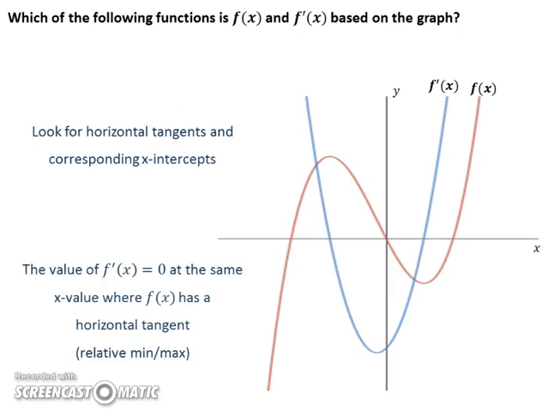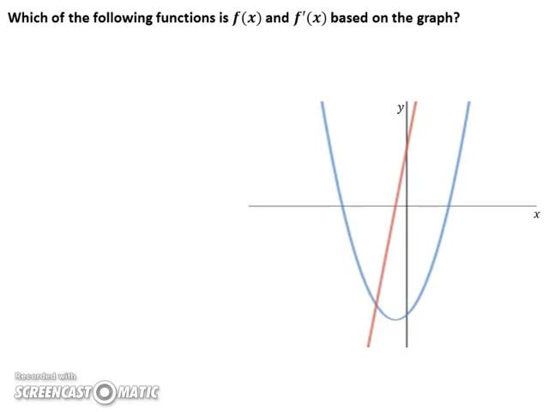So the blue graph is the derivative, the red graph is the original. The blue graph equals 0, the derivative equals 0, where there's a horizontal tangent line on the original. Next one. So again, same kind of idea. Let's look at it a different way. We can use that same theory that I just showed you and narrow this down right away because this is a nice horizontal tangent and look, there's an intercept to go with it.